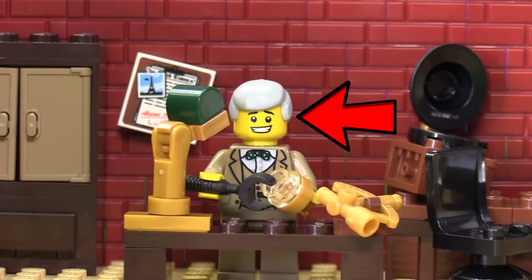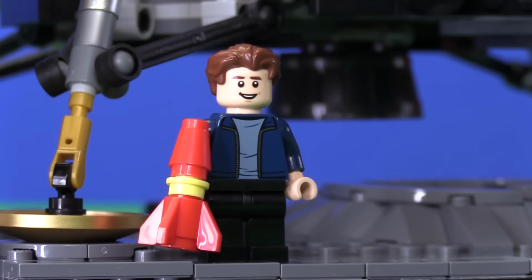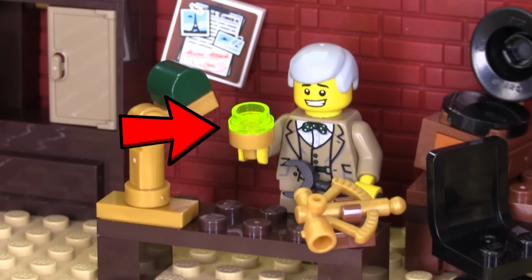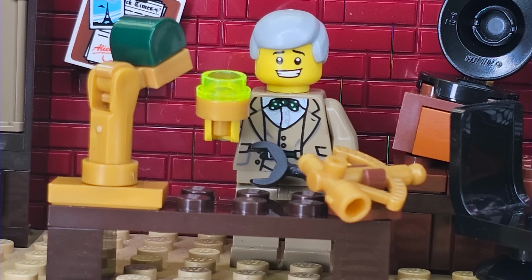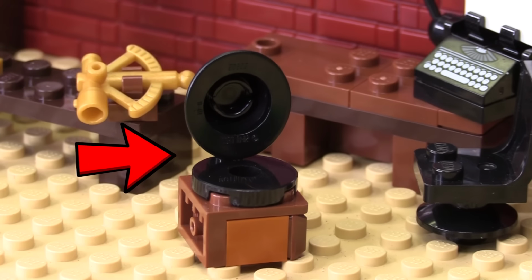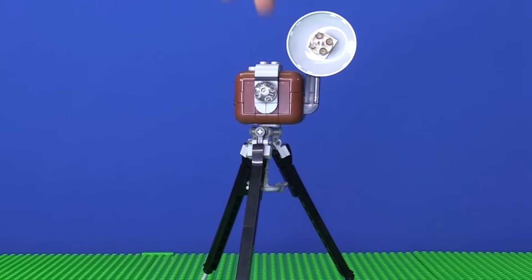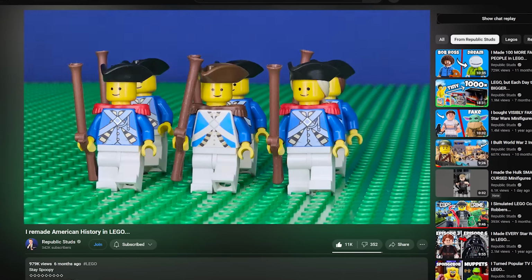One of the biggest inventors of this time was Thomas Edison, who was the Elon Musk of the 1800s. He invented the light bulb, which was one of his early bright ideas. He also invented the phonograph, which was the first ever version of a DVD player. But his best invention is the movie camera, and he's the reason you're able to watch this video right now.